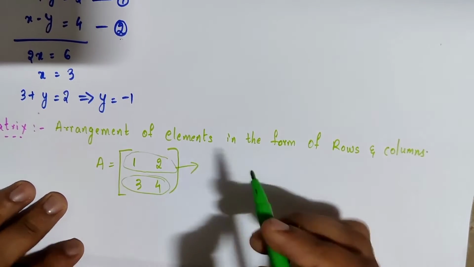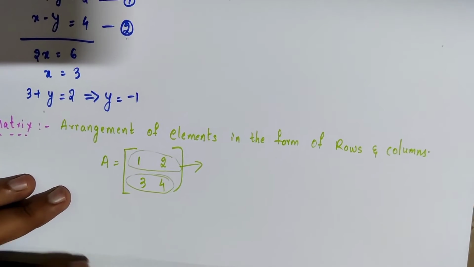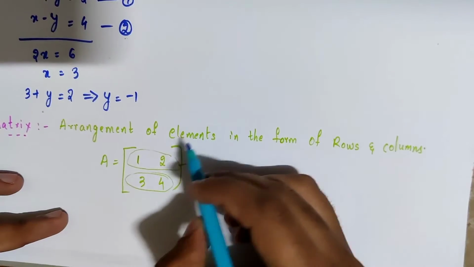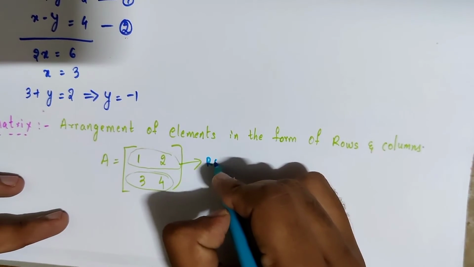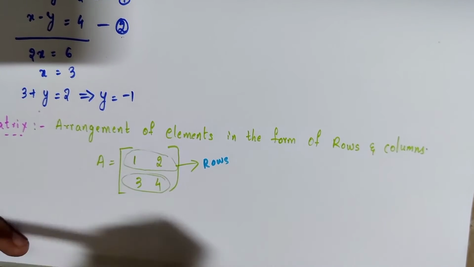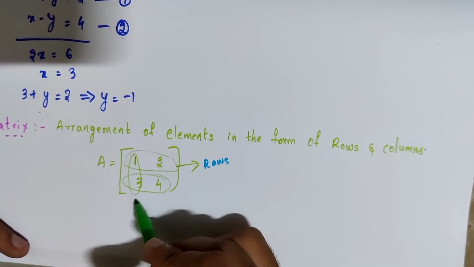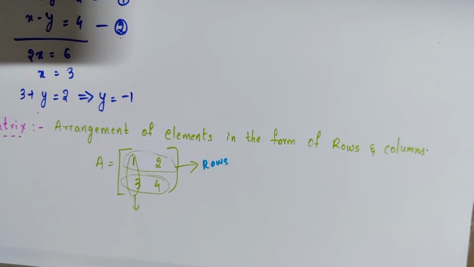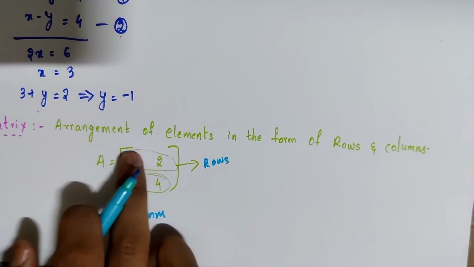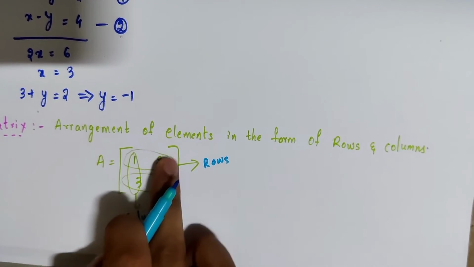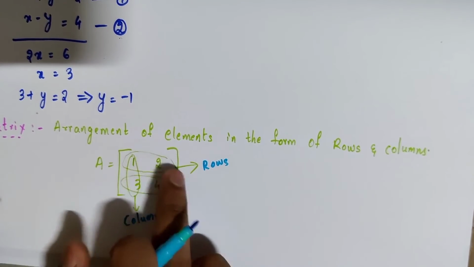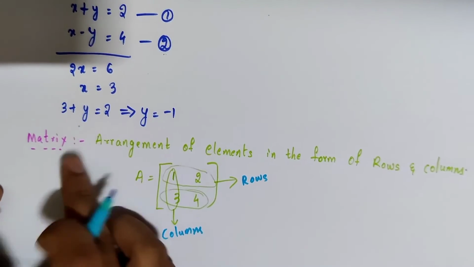So these are what do you call them? Let us take one more color. So the horizontal lines, you call them rows. And the vertical lines which are present inside a matrix, you call them columns. So now you can see clearly that the elements have been arranged in the form of rows and columns. So this arrangement, where the elements are present in the form of rows and columns, is known as a matrix.